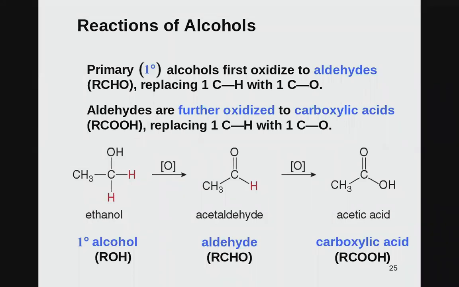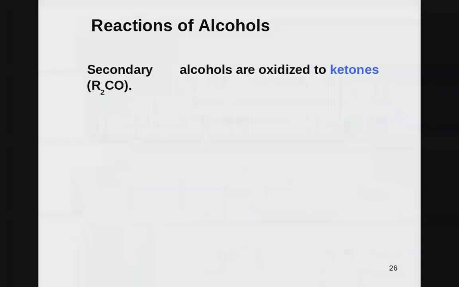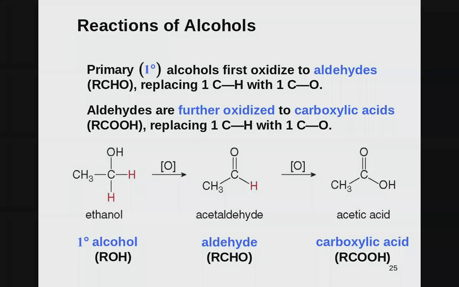Then aldehydes are further oxidized to carboxylic acids, RCOOH, again replacing one C-H bond with a C-O bond. So we start off with acetaldehyde here. We oxidize it further, giving us COOH still bonded to that methyl group. Exciting stuff. So this is what's happening just with primary alcohols.